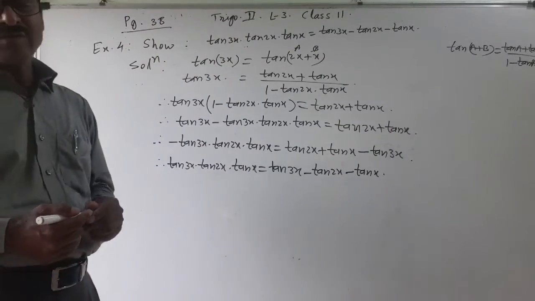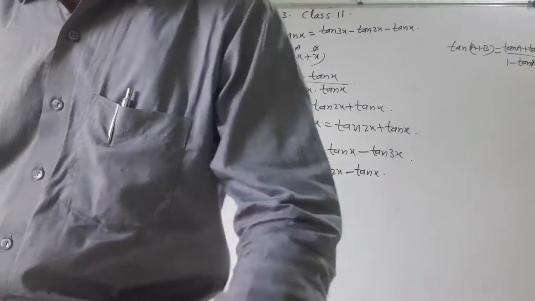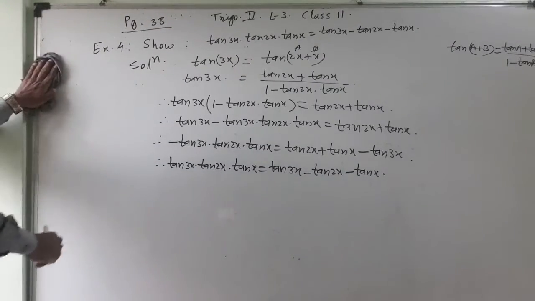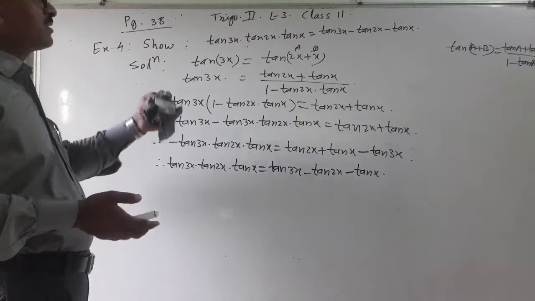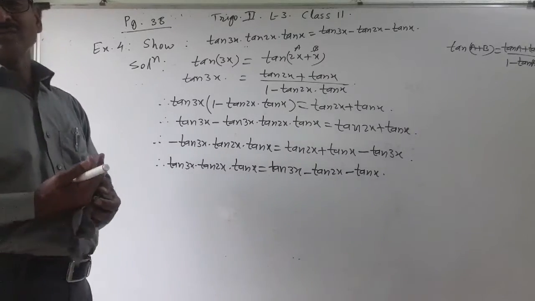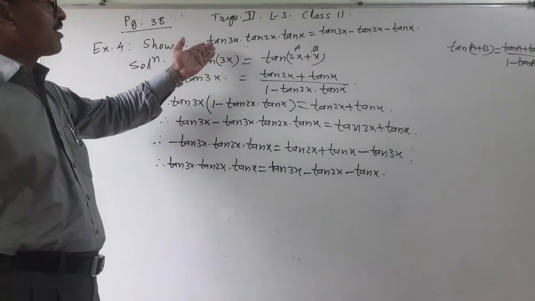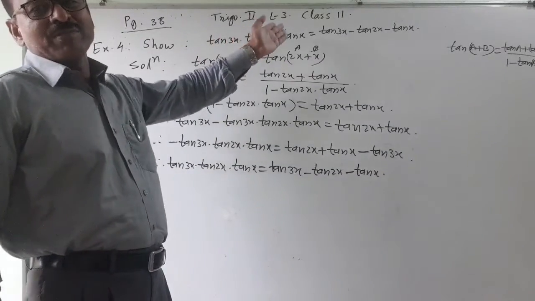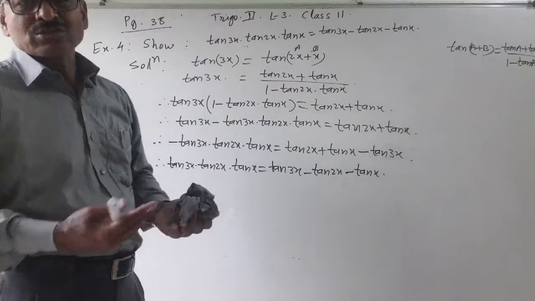So this way everything is solved. Take a screenshot if you need, so that I am going to rub it. Now from this, tan of 5x, that also you can do, tan 5x. 5 means 3 plus 2, that way you can split, that also you can do.